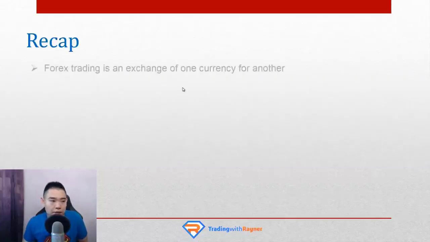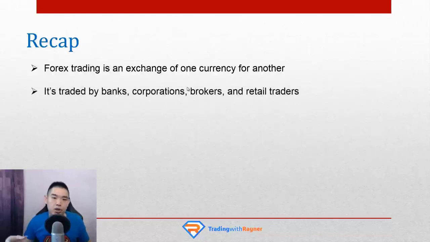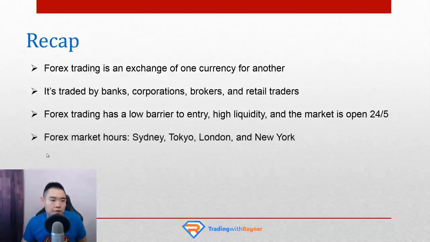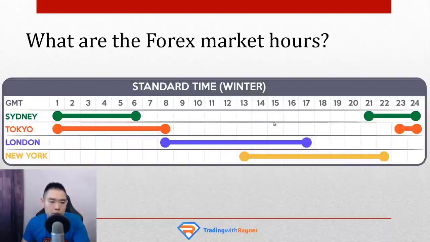So let's do a quick recap. Number one, forex trading is simply an exchange of one currency for another. It's traded by banks, corporations, brokers, and retail traders like you and me. Forex trading has a low barrier to entry, high liquidity, and the market is open 24/5. And finally, the forex market hours are broken down into 4 different sessions: the Sydney session, the Tokyo, London, and New York. And one thing to add, a bonus, is that the most volatile session in the forex market is during the London and New York overlap.